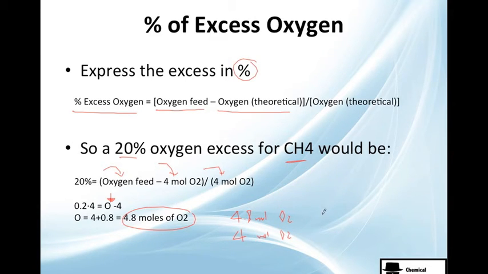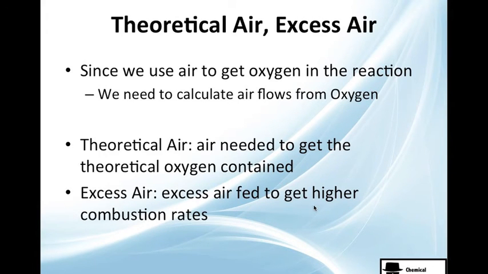So I hope you're getting the idea of what is excess of oxygen, because we're going to talk now about the excess of air. Since we use air to get oxygen to the reaction, we need to calculate air flows from oxygen. So 1 mole of O2 will give you certain moles, I think 4.3 moles of air in general. Anyways, there's a relationship. We're going to see it later.